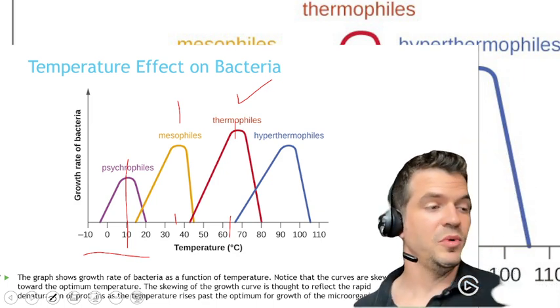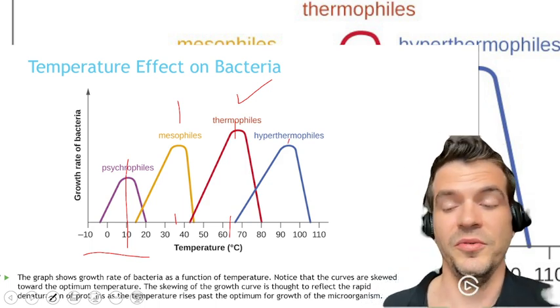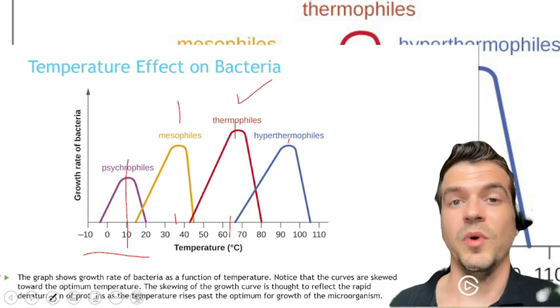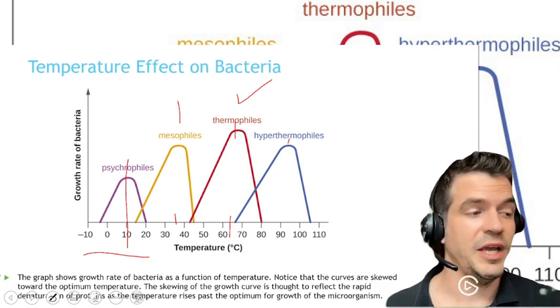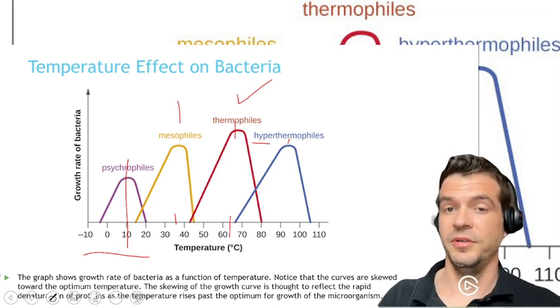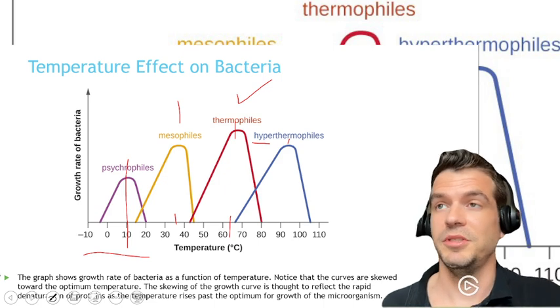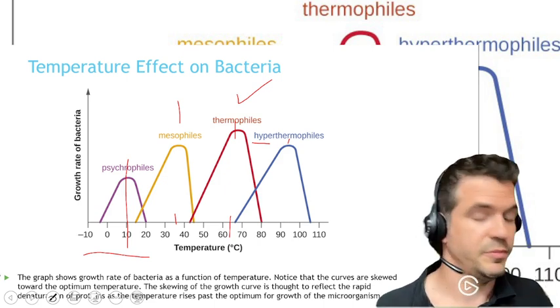And the ones that live at those vents in Yellowstone or deep under the ocean in Hawaii would be hyperthermophiles. Remember, hyper: if you give your kid too much sugar, they're going to be hyper, right? So if you give it too much temperature, you're going to be a hyperthermophile.